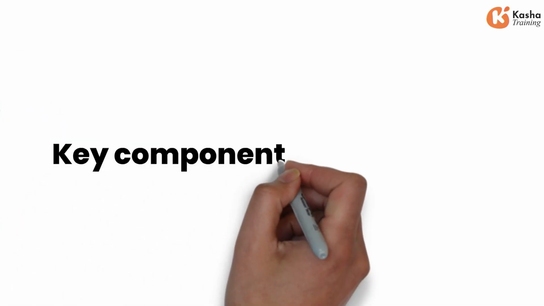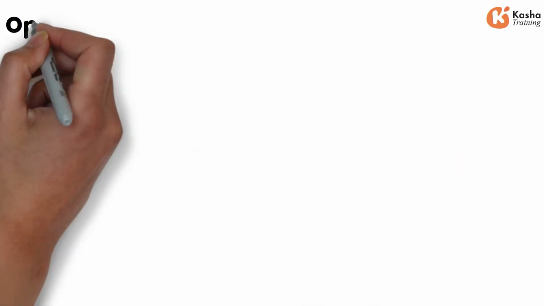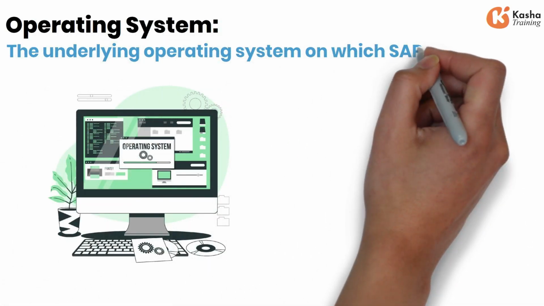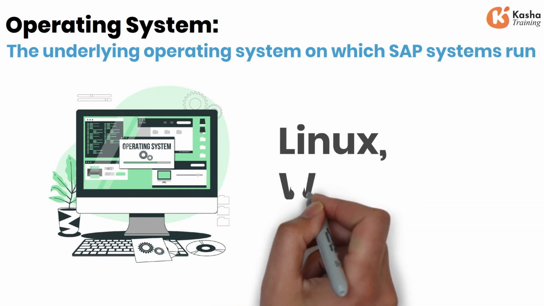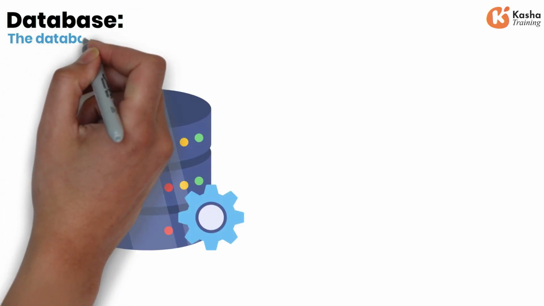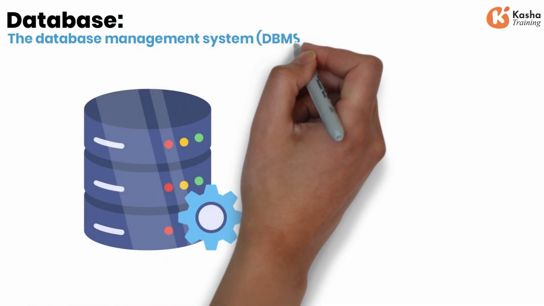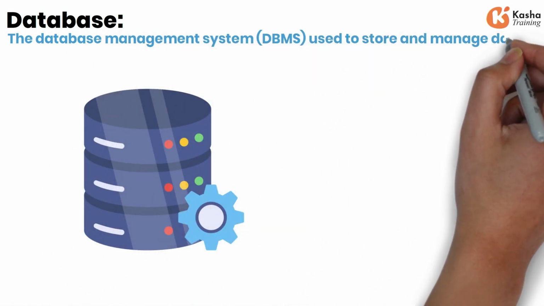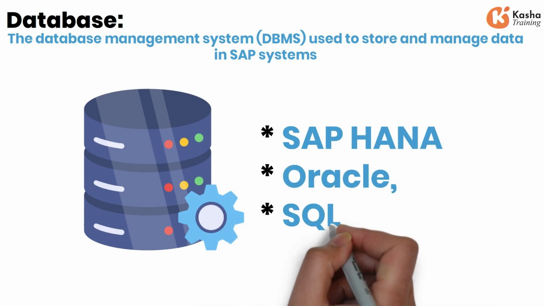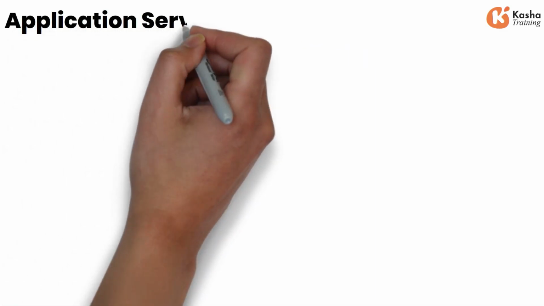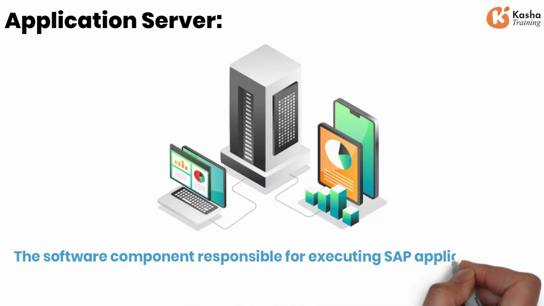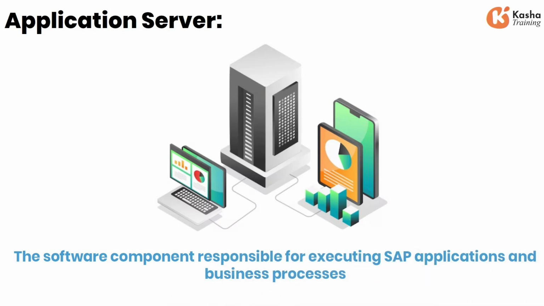Key components of SAP Basis. Operating system. The underlying operating system on which SAP systems run, such as Linux, Windows, or Unix. Database. The database management system, DBMS, used to store and manage data in SAP systems like SAP HANA, Oracle, or SQL Server. Application server. The software component responsible for executing SAP applications and business processes.